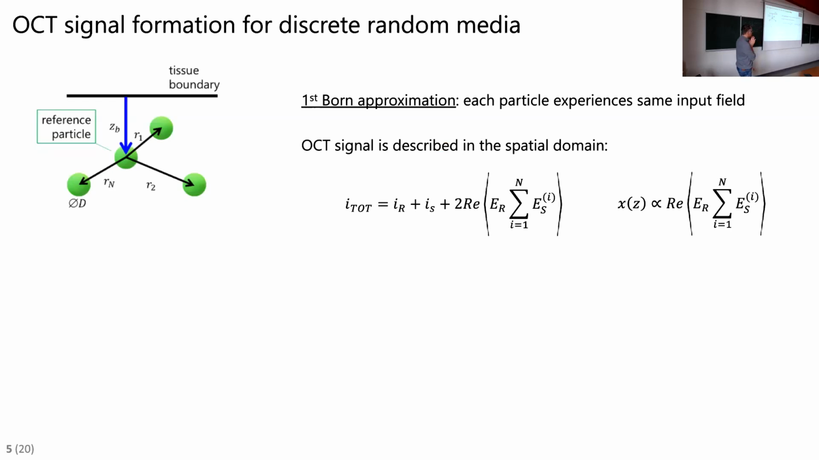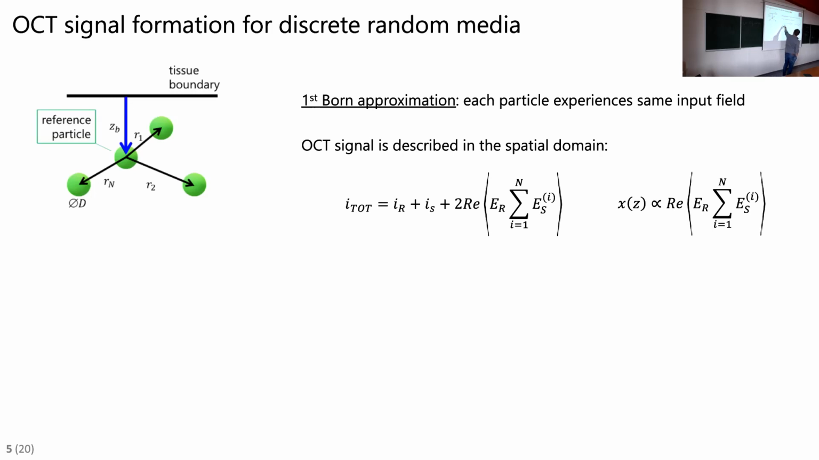So in this first Born approximation, we assume that each particle experiences the same input field, which means that each particle just scatters light according to its position with a different phase. So we can find a reference particle at some position here and calculate the phases of all the other fields scattered by particles with respect to that one reference particle.